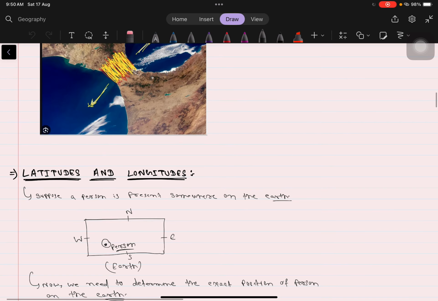So this is all about the terms. Now talking about longitudes and latitudes.